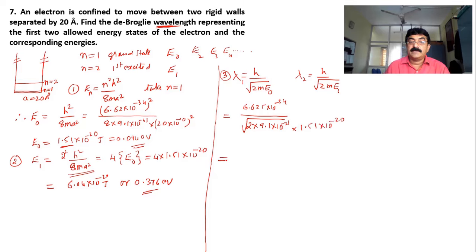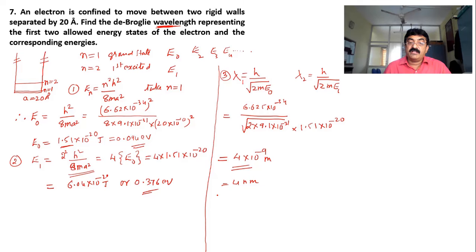So simplify this. Well, I will do it. Of course, square root is for the full denominator. 2 into 9.1 to the power of minus 31 into 1.51 to the power of minus 20 for this square root, and then take it to the numerator, multiply by 6.625 to the power of minus 34. The answer is 3.99, approximately 4 into 10 to the power of minus 9 meter, that is 4 nanometer. Okay, this is wavelength for ground state.